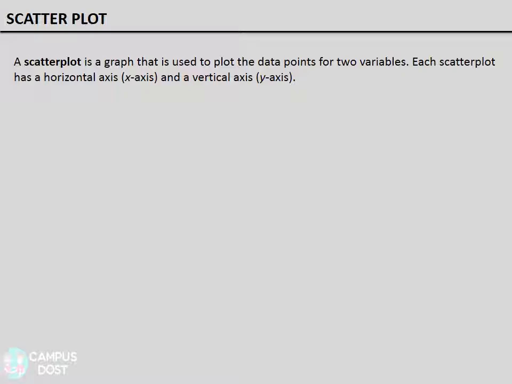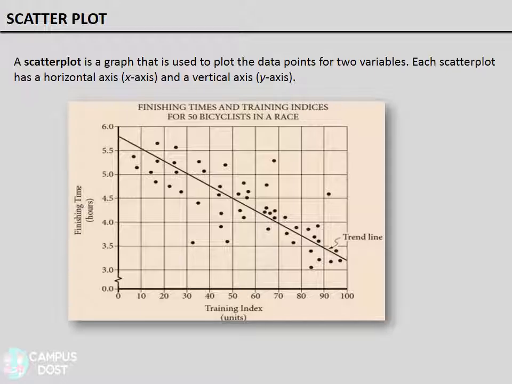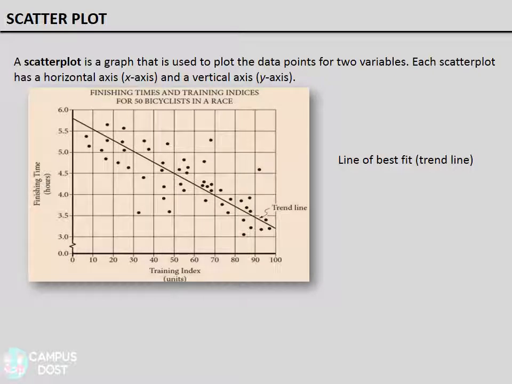A scatter plot is a graph that is used to plot the data points for two variables. Each scatter plot has a horizontal axis and a vertical axis. In the given figure, we can see there is an x-axis and a y-axis. The x-axis denotes training index and the y-axis denotes finishing time. And there is a line which is passing through all the points. This line is known as the trend line or line of best fit.